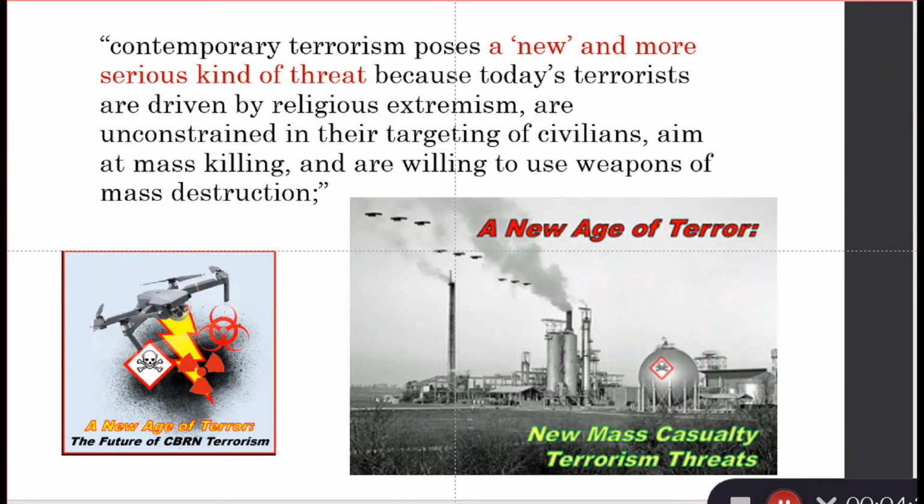So another such stereotype or trope is the idea that contemporary terrorism is a new and more serious kind of threat, right? That we're living in this age of terror, right? And, again, that they're willing to use weapons of mass destruction, etc. And last week, of course, I noted that there was actually more terrorism in the late 20th century than there has been in this century.